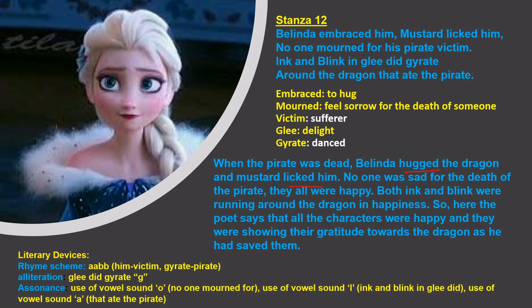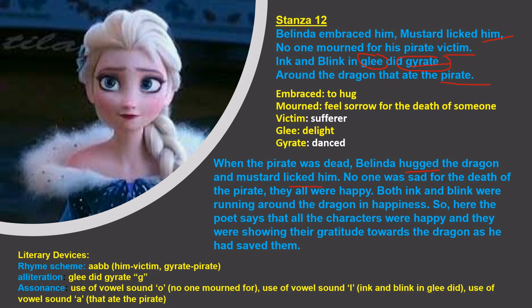Now the literary devices used in this stanza are, again, rhyme scheme is the same, A, B: see here, him, victim, Garrett, pirate. Then you have alliteration: glee, did, Garrett. So you see here the G sound is repeated. In glee you find G, and in Garrett also you find G.